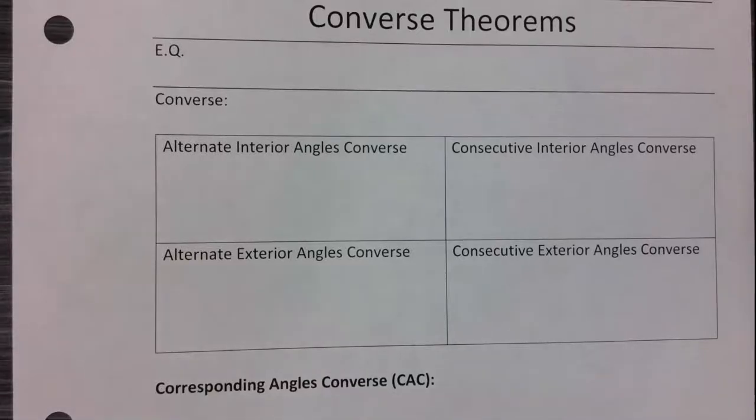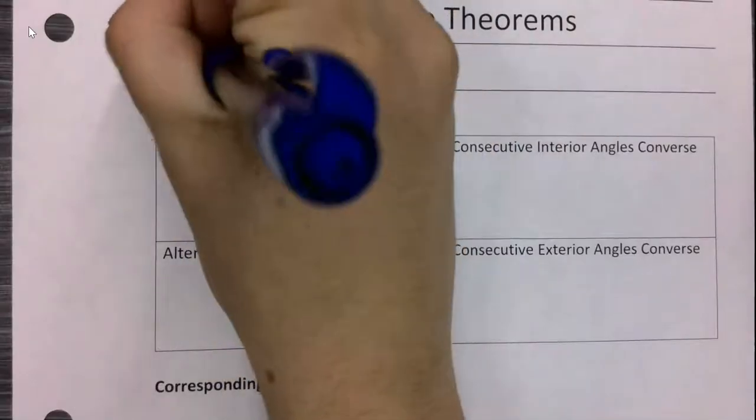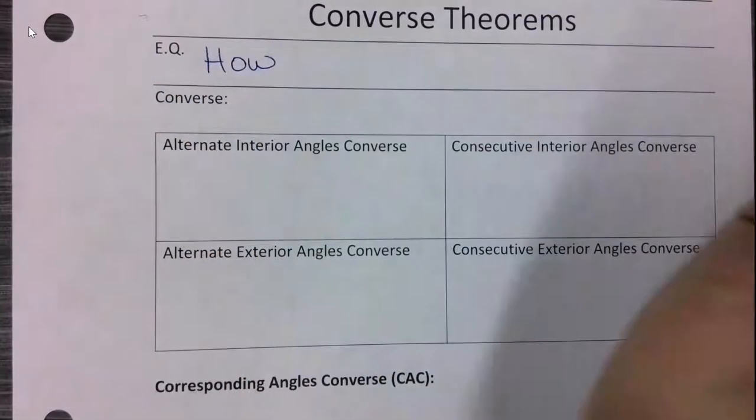So today we're talking about converse theorems. This is working in the opposite order we were working in before. My essential question is... Where's my blue pen? That's not my essential question. My essential question is, how do you prove lines are parallel? So before we knew the lines are parallel, this time we're working backwards.